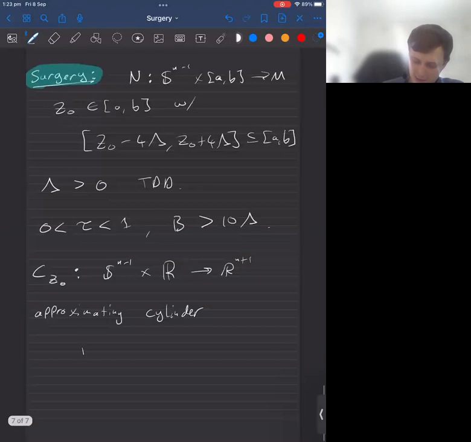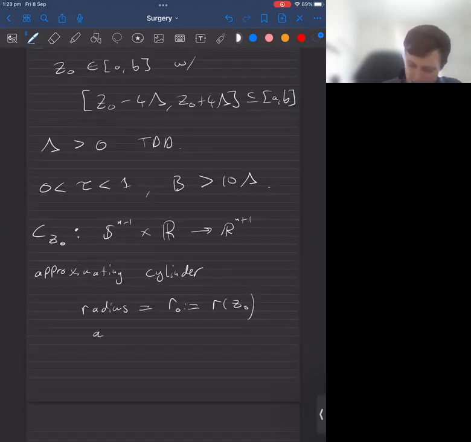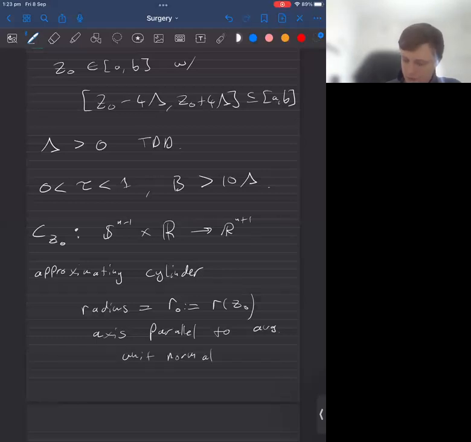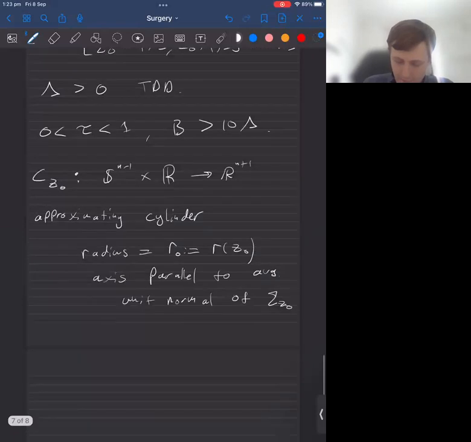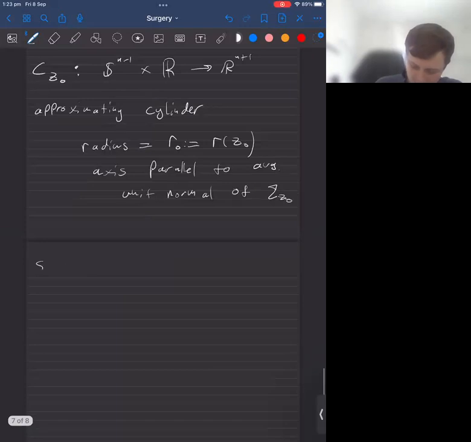Okay, so the radius of this cylinder is r0, which is just r, the average radius at z0. And the axis is parallel to the average unit normal of the cross section. Okay, so it's just the cylinder that lines up closest with our surface at that point. And so let's do the standard surgery procedure.